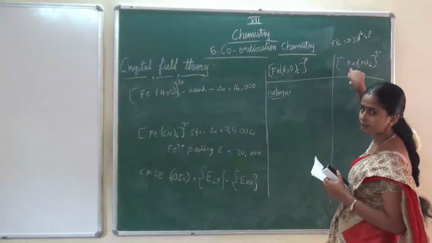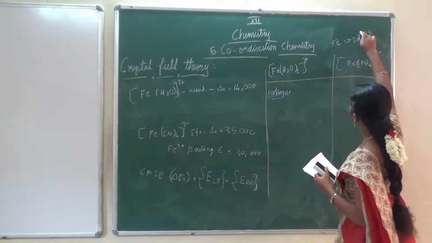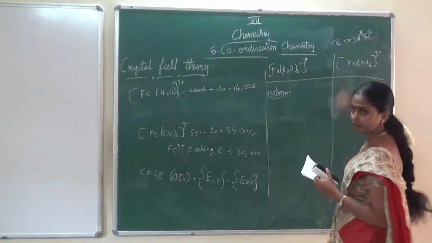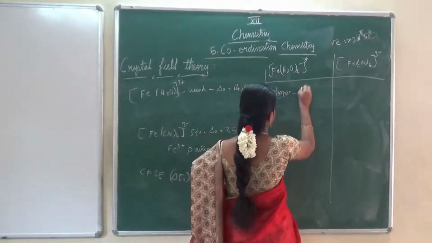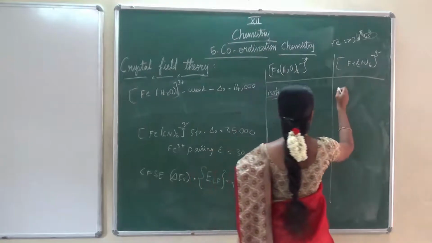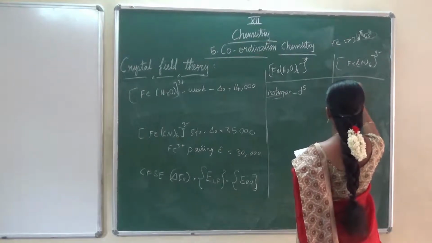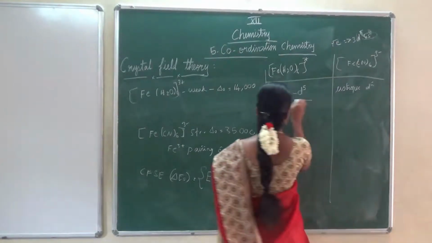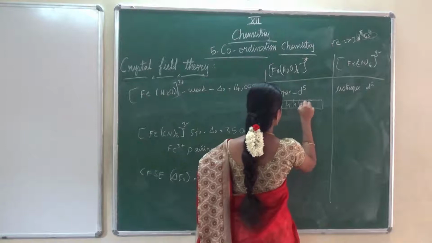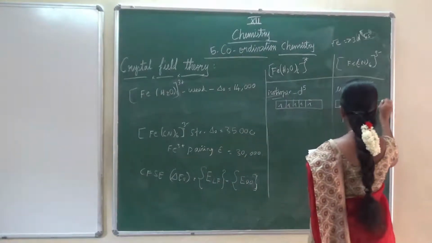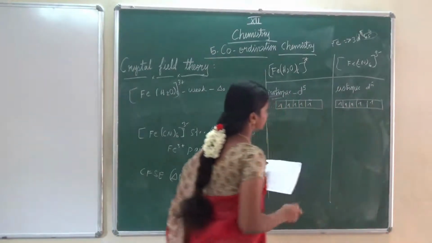When you calculate, you will get here +3. So +3 means 3 electrons should go, 2 electrons from here, 1 electron from here. So how many electrons remain? 5 electrons in the d orbital. So the isotropic electronic configuration is d5. For this also it is d5 isotropic field. All the 5 electrons will be present like this, 1, 2, 3, 4, 5, and 1, 2, 3, 4, 5. Now the 5 electrons are present.